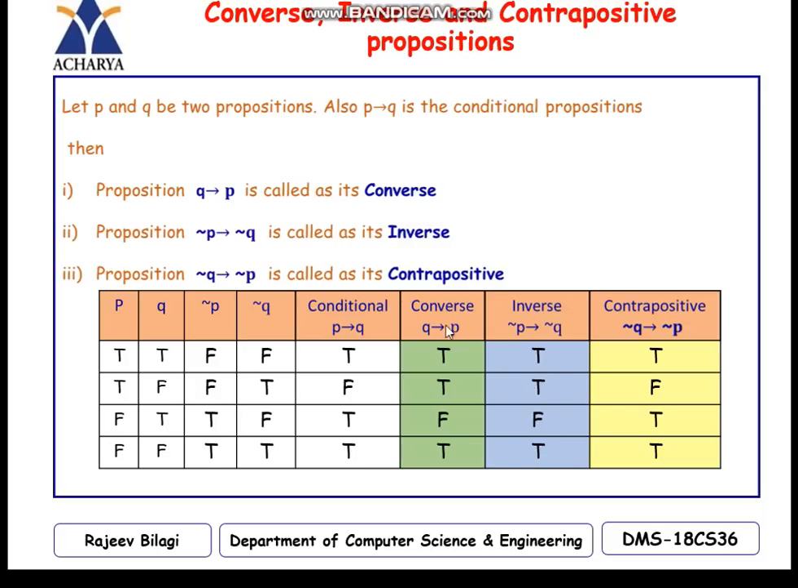Now the contrapositive is negation of Q then negation of P. So if you look at negation of Q and negation of P, here T and F, so it will be F and all other values will be T. So this is how we are going to write the converse, inverse and contrapositive of a particular statement P then Q. In the next slide, we are going to solve one problem where we write the converse, inverse and contrapositive of a particular statement.